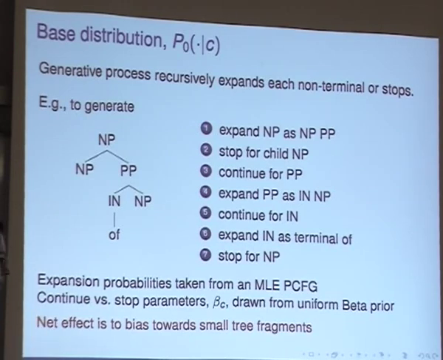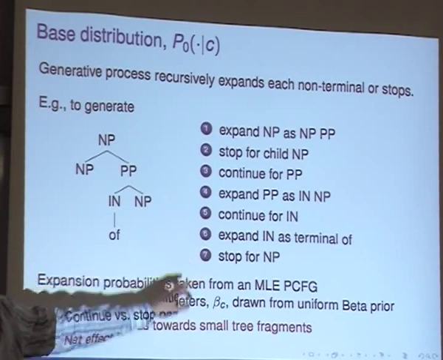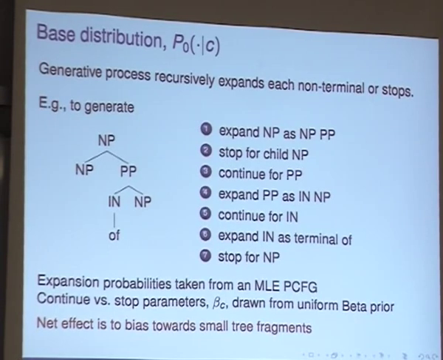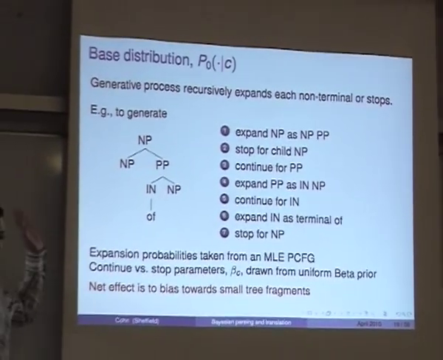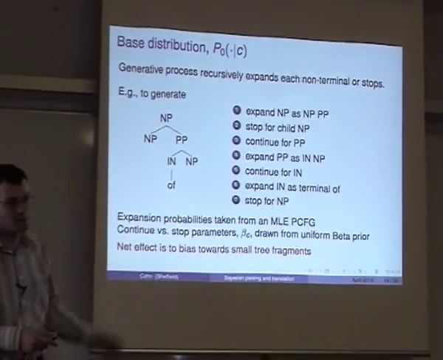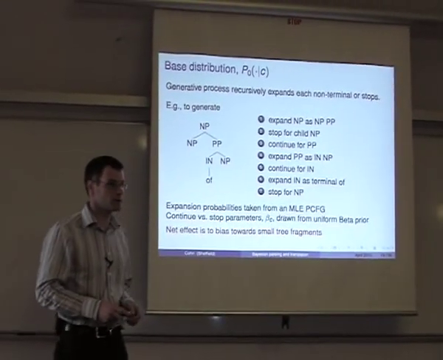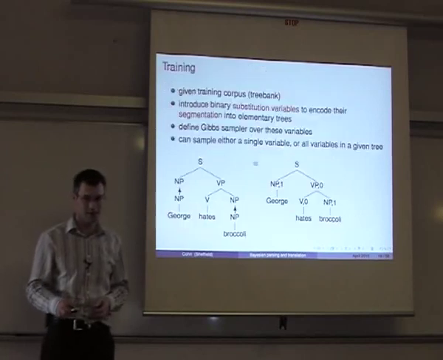But suffice to say that the net effect of this model is to bias towards small tree fragments, because for larger tree fragments you're going to have to make more and more decisions. There are going to be more probabilities, which are generally less than 1, so you're going to get probabilities that diminish as the tree gets larger. There are dozens of different ways that you could describe a base distribution for this kind of model. We've chosen what we think is the simplest one, and it seems to work, so we haven't gone to great lengths to make it more complicated than we need to.